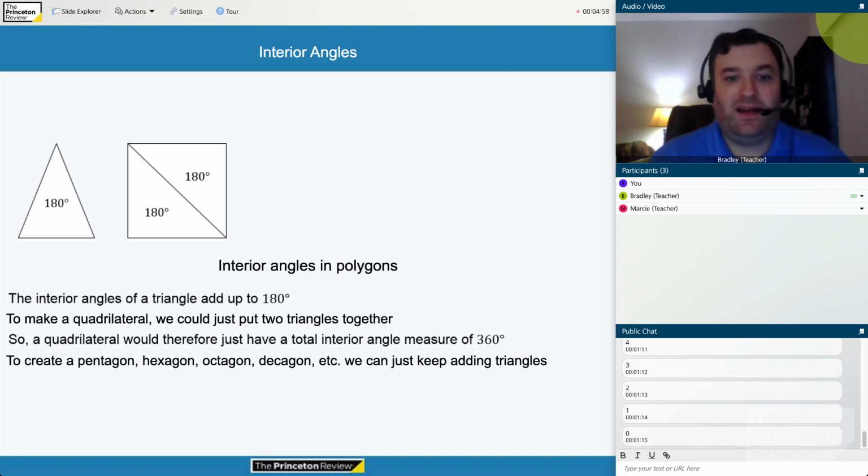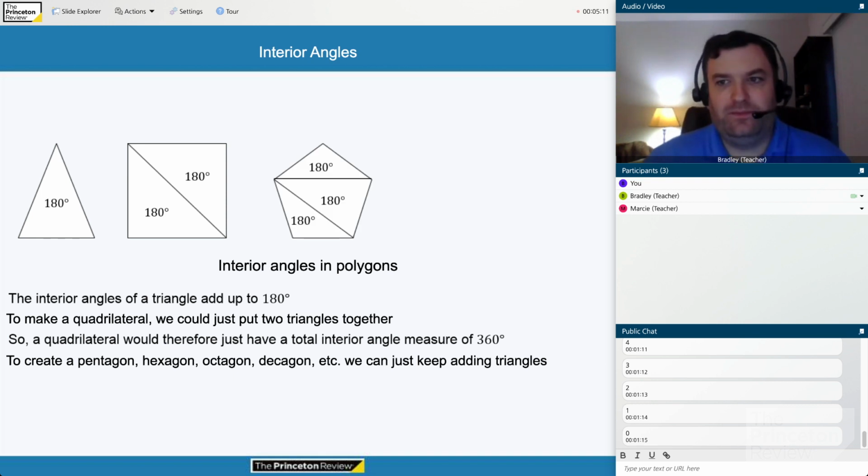So to create a pentagon, a hexagon, an octagon, decagon, dodecagon, nonagon, whatever we want here, we can just keep on adding triangles. And for the most part, outside of triangle, quadrilateral, pentagon, hexagon, and octagon, most of the other names are not going to matter too much. They aren't going to come up very often in math. So I wouldn't really worry too much about the fact that, say, a 9-sided figure is a nonagon.